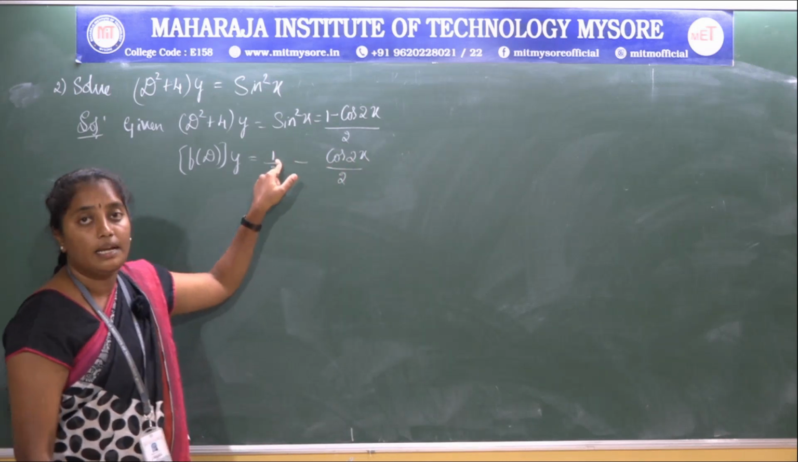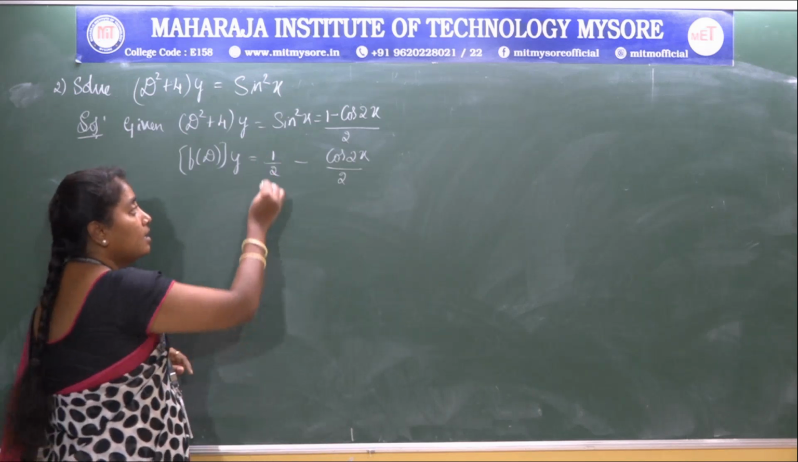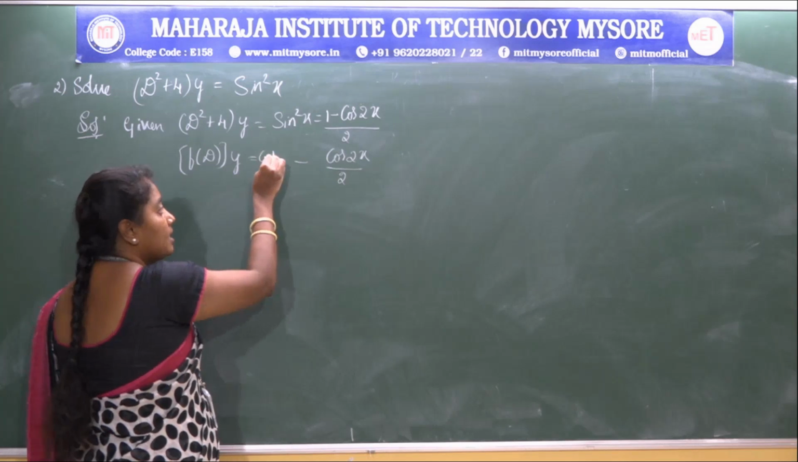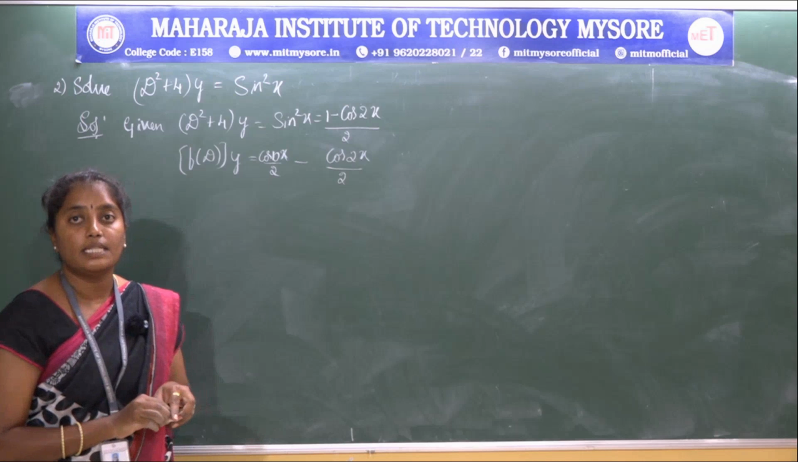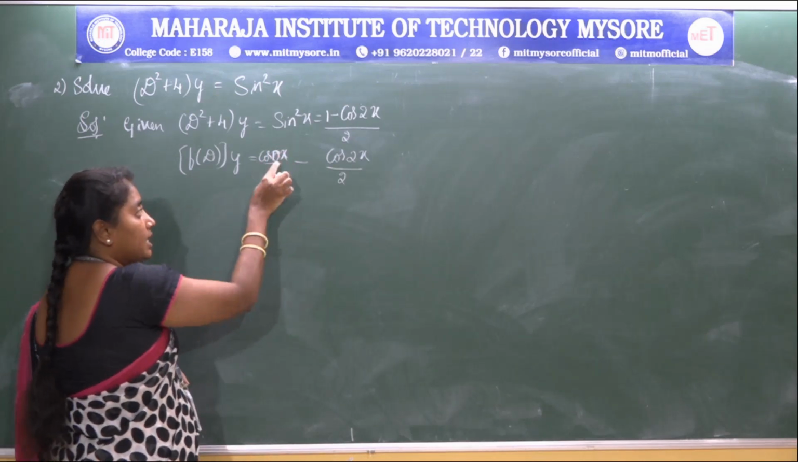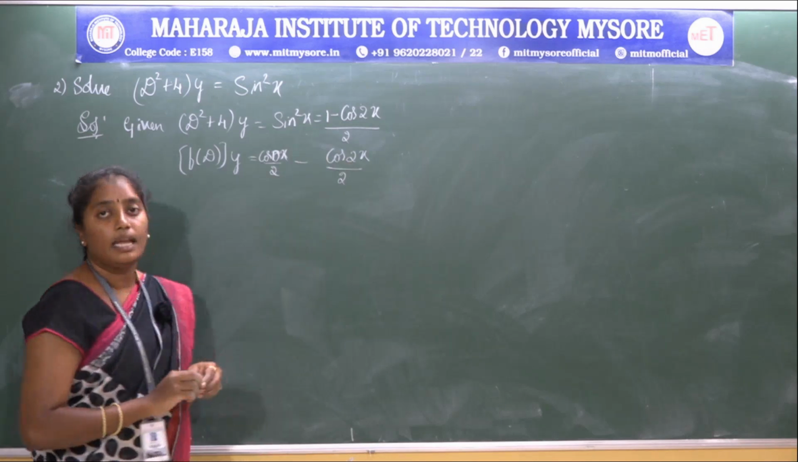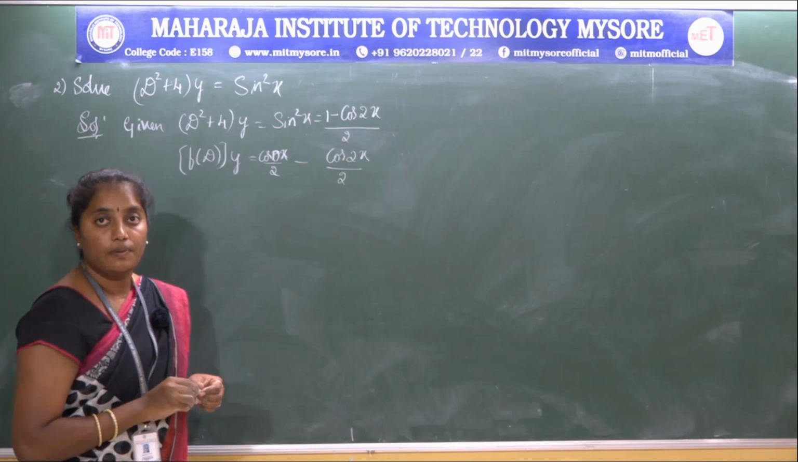If it is a constant term, we can write it in trigonometric form as well, as 1 can be written as cos 0x. The value of cos 0 is equal to 1. So 1 can be written as cos 0x. Here a is equal to 0. Here a is equal to 2. This is the given phi of x function here.